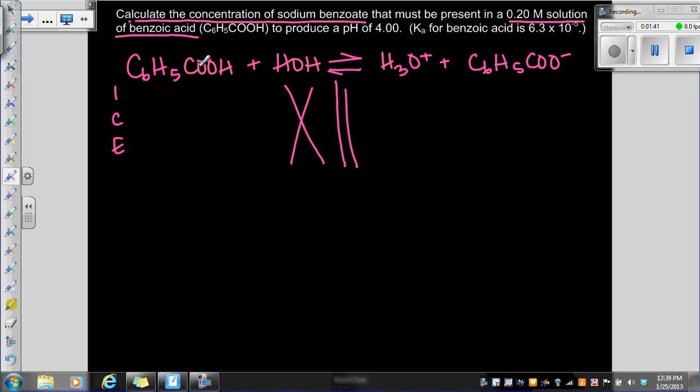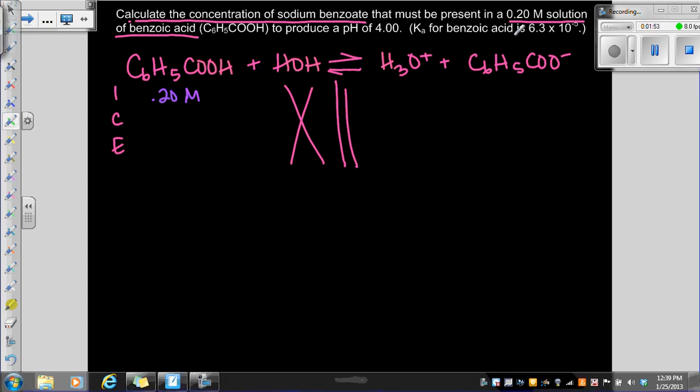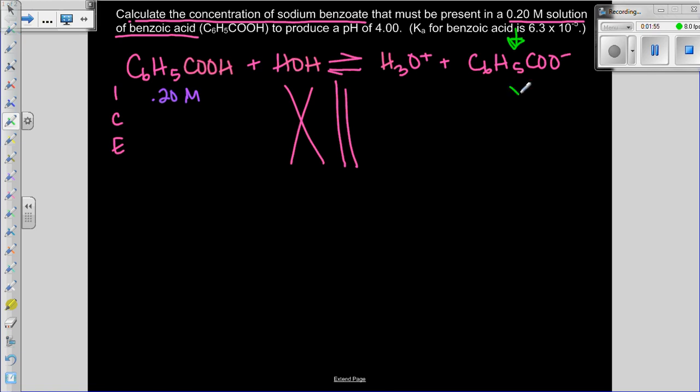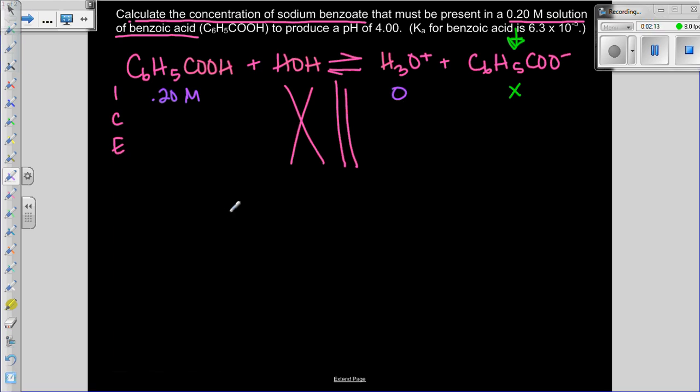Okay, now I'm going to substitute what I know. I know that the benzoic acid is 0.2 molar. And I know that I'm looking for, I want to find this. I want to find the concentration of sodium benzoate. So that's my X, because I don't know what it is. Before these two would interact at all, my hydronium ion would be 0. So that's what I have initially.